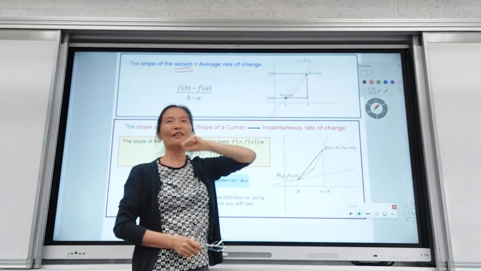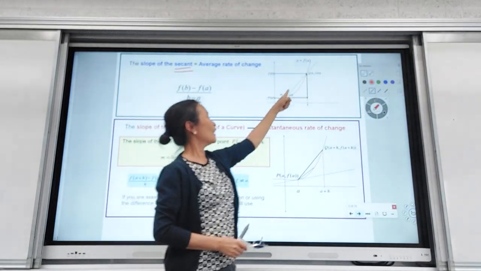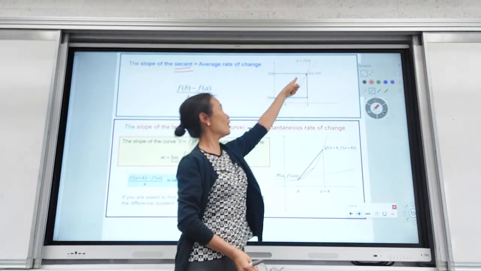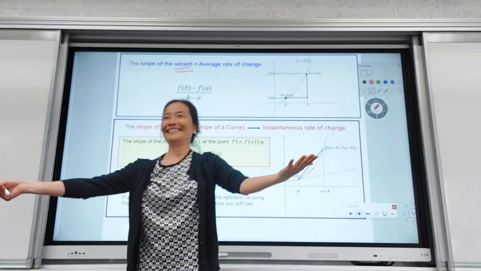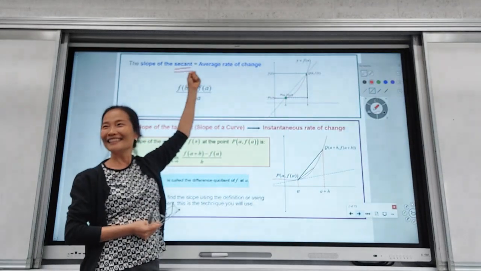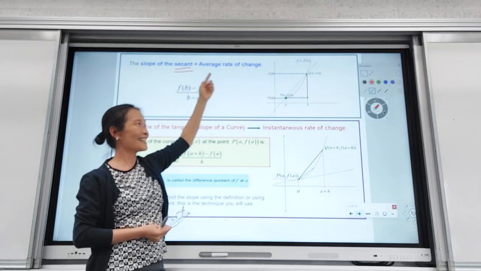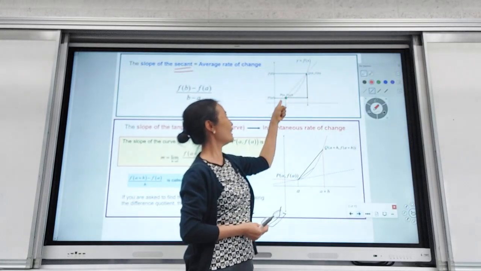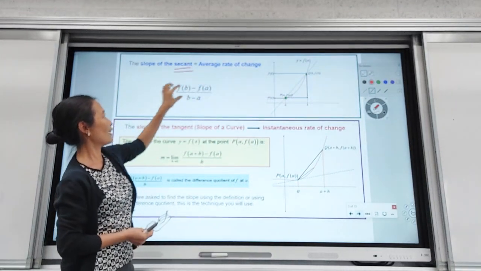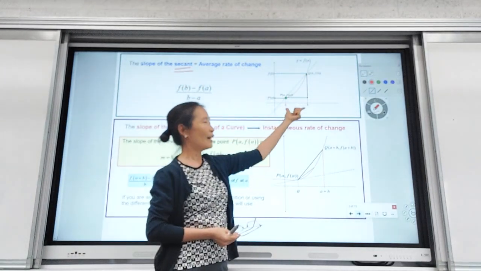So graphically, when you're finding the average rate of change, it's just finding the slope of what line? Secant line, yes, touching the graph at 2 points. So you're using f of b minus f of a divided by change of x.